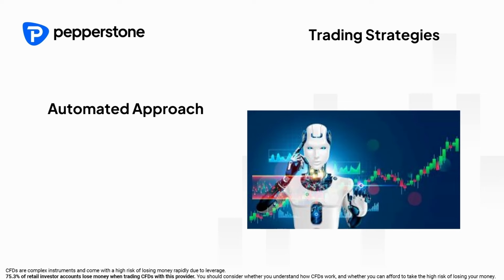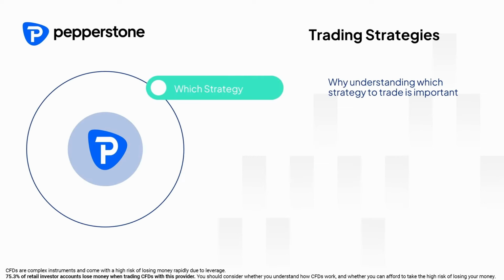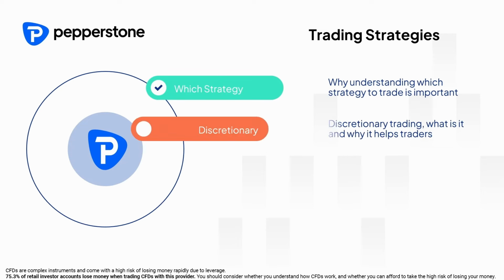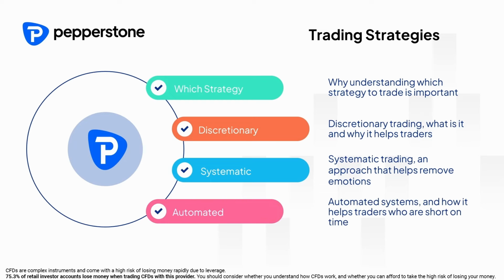In this lesson, we've learned why understanding which strategy to trade is important to a trader. We learned what discretionary trading is and how it helps traders. We learned about systematic trading, an approach that helps remove emotions from the trading process. And finally, we learned about automated systems and how they can help traders who are short on time or who have trouble controlling their emotions.